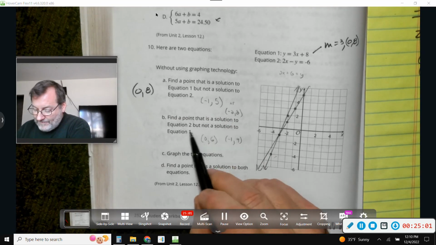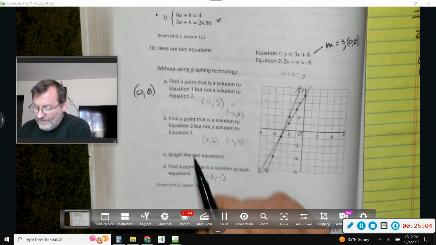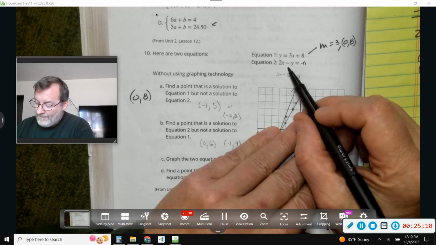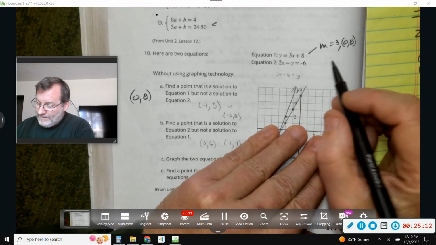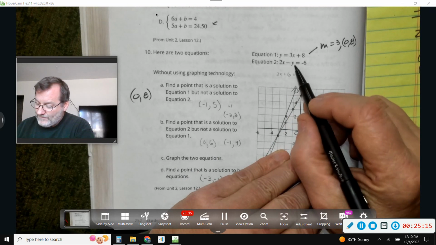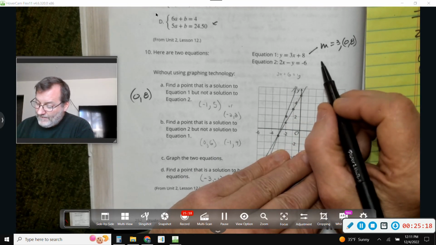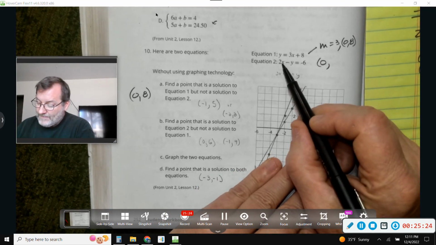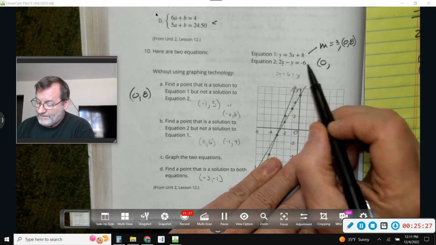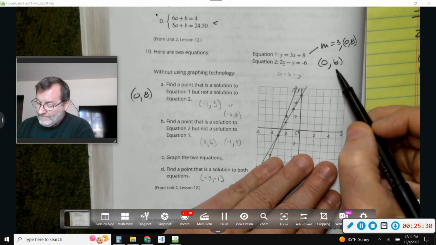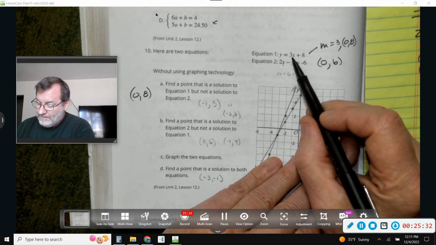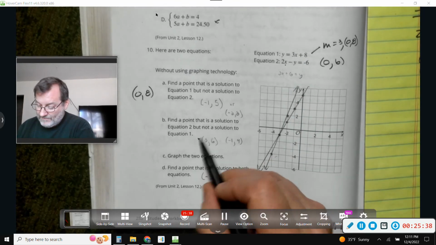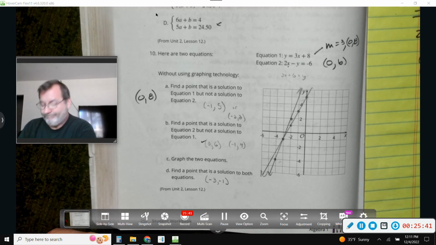Find a point that is a solution for equation 2, but not a solution for equation 1. How do I find the y on that one? What if I put in a 0 for the x? For x equals 0, 2 times 0 is 0, minus y equals minus 6, so y would have to equal 6. Does it work on the other one? 0 plus 8, that's 8, equals 6? No. So 0, 6 is a good one, the y-intercept. Look at your y-intercepts in this particular one.